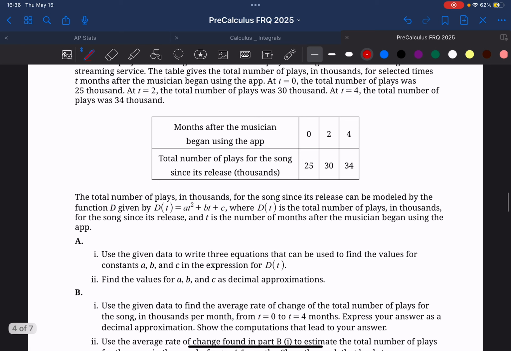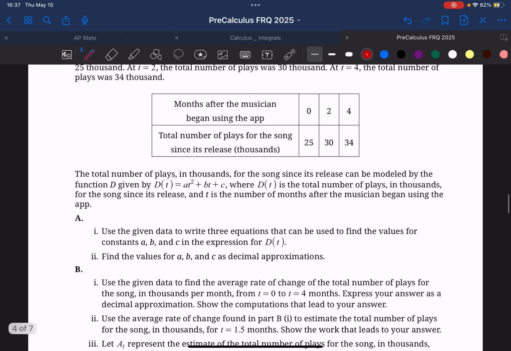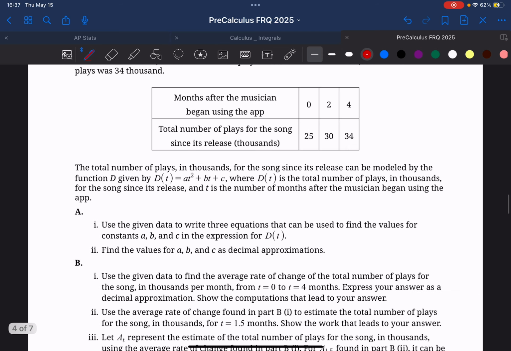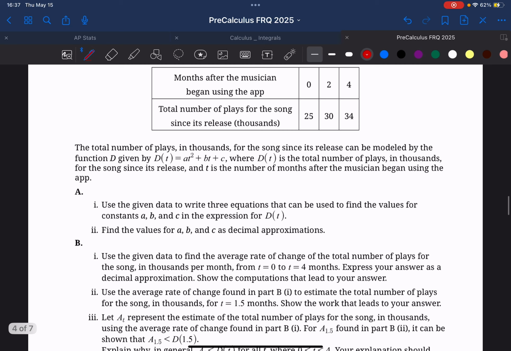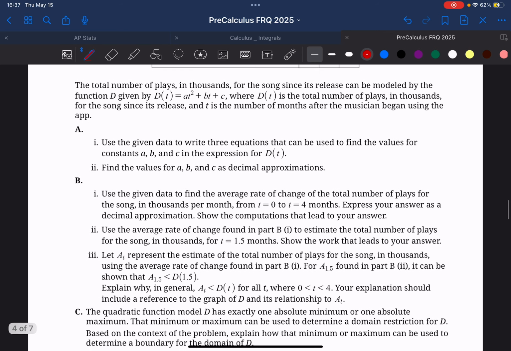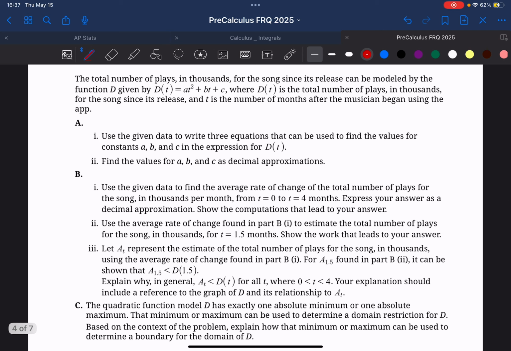The total number of plays in thousands for the song since its release can be modeled by the function D, given by D of t equals a t squared plus bt plus c, where D of t is the total number of plays in thousands for the song since its release, and t is the number of months after the musician began using the app. A, part 1 says use the given data to write 3 equations that can be used to find the values for the constants a, b, and c in the expression for D of t.